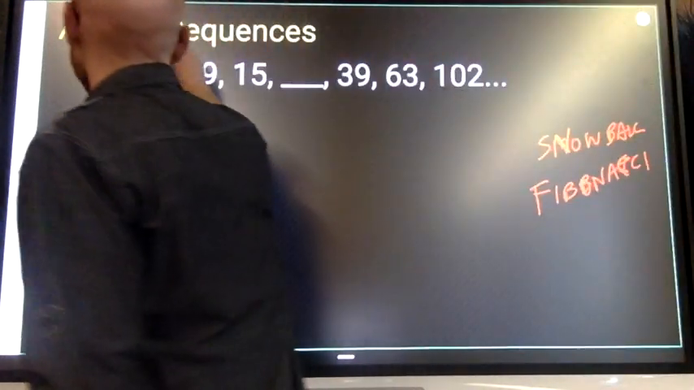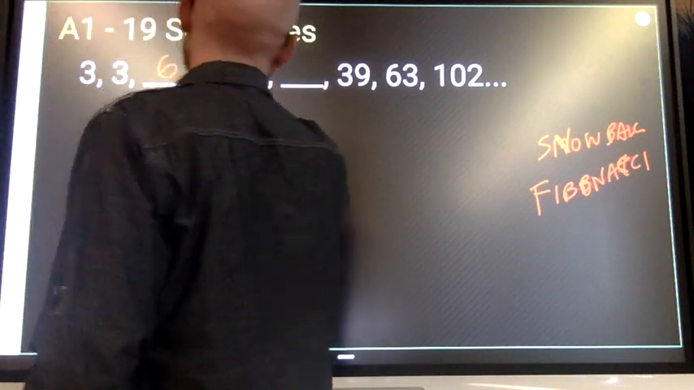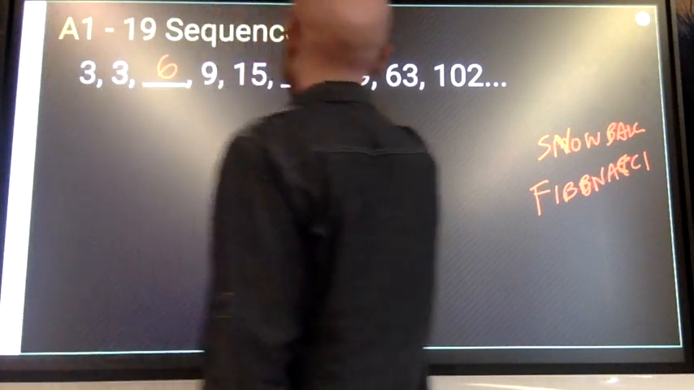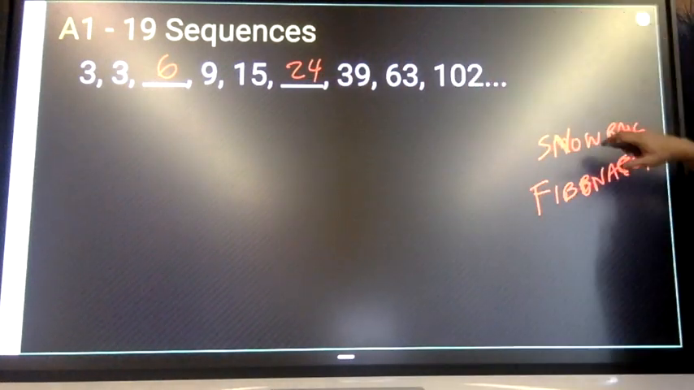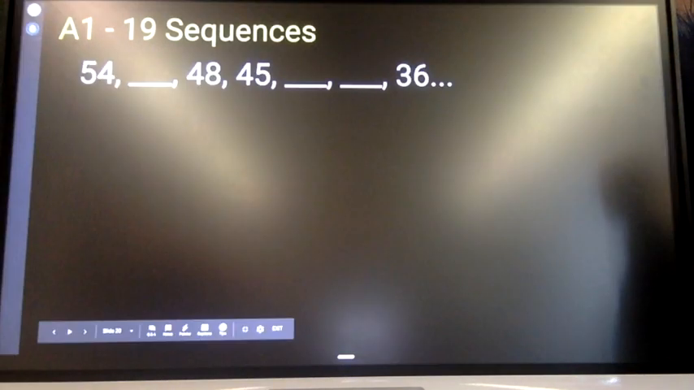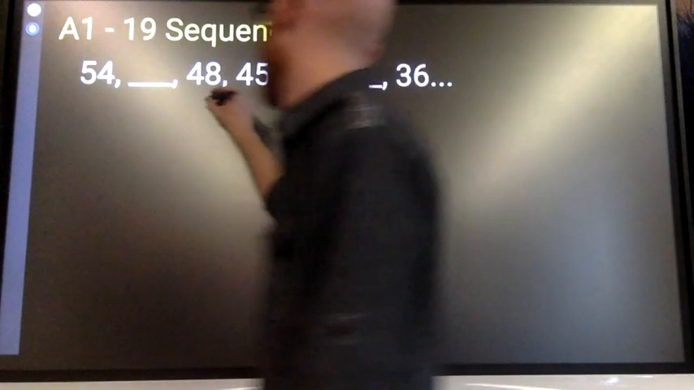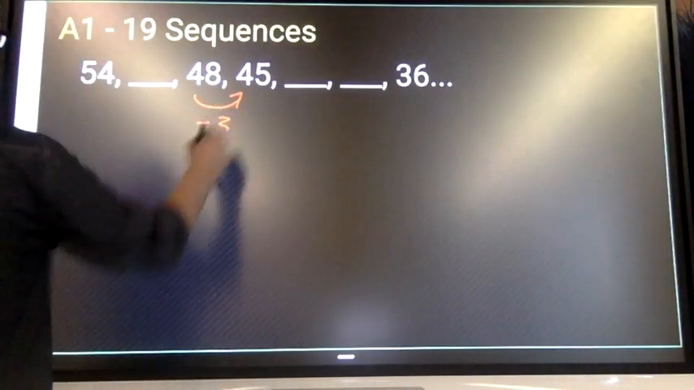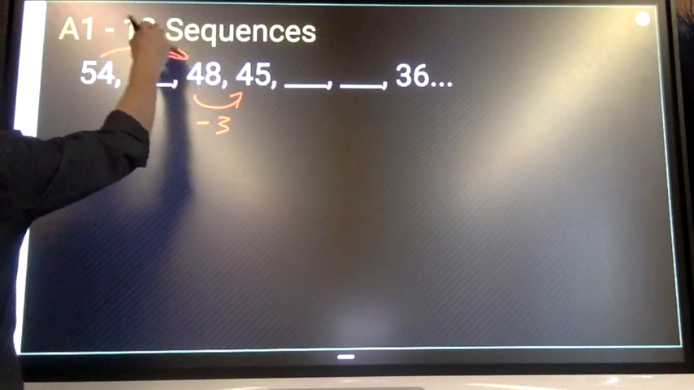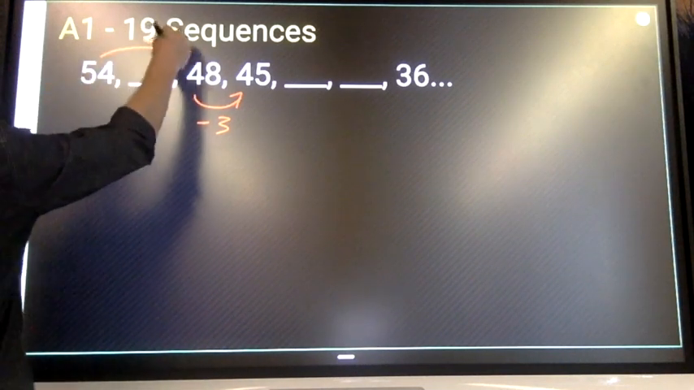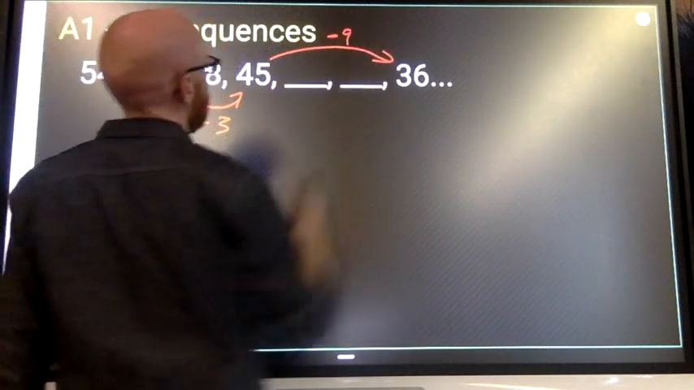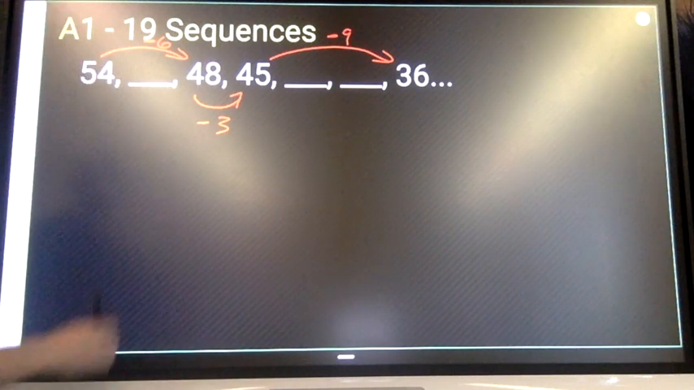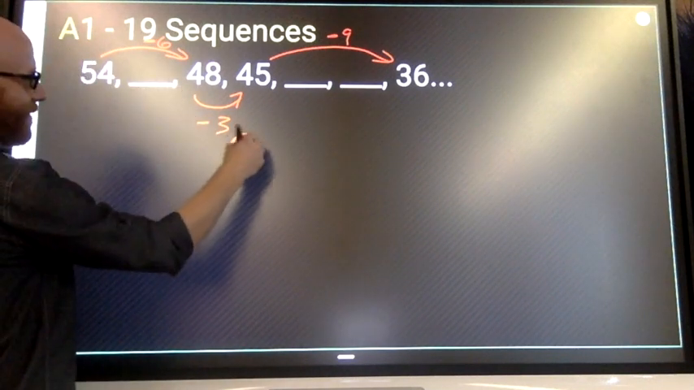Three plus 3 is 6. 3 plus 6 is 9. 6 plus 9 is 15. 9 plus 15 is 24. 24 plus 15 is 39. And so on. This is just straight arithmetic. -3 every time. That's the recursive rule.